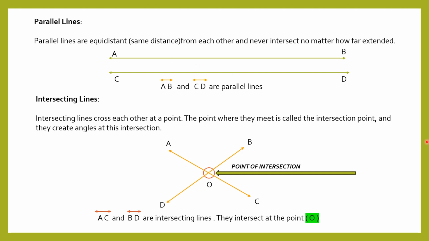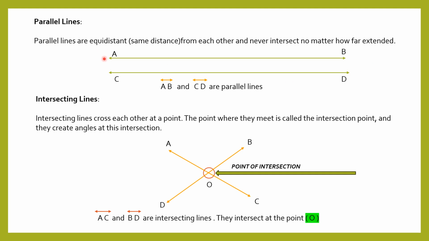The next type of line that we have are called parallel lines. If you look at the figure below, parallel lines are equidistant. That is, they have the same distance from each other and never intersect, no matter how far you extend them.